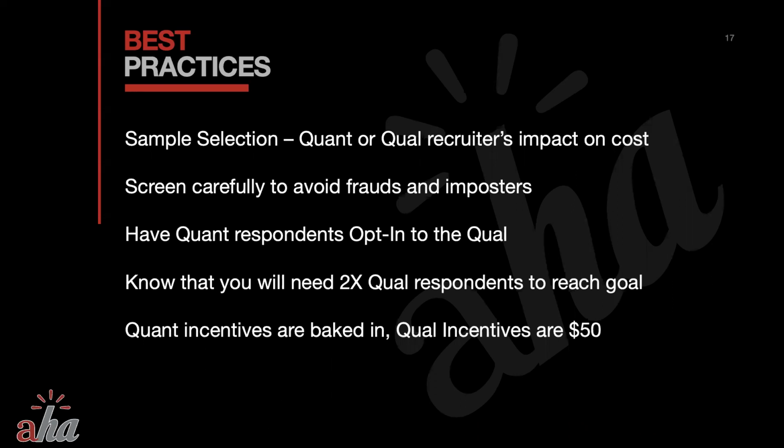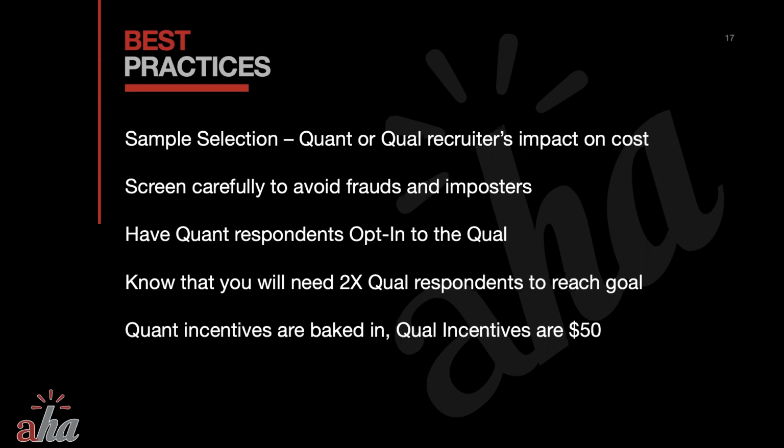Okay, so if you do the quant, you don't have to go out and get fresh respondents, you just pull them straight over. And as I mentioned before, know that you'll need about 2x. So if you need 30 completes, you're probably going to have 50 or 60 people go through the QUAL exercise, and you'll just throw out the bad data.